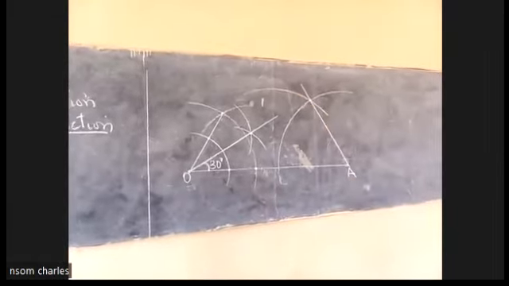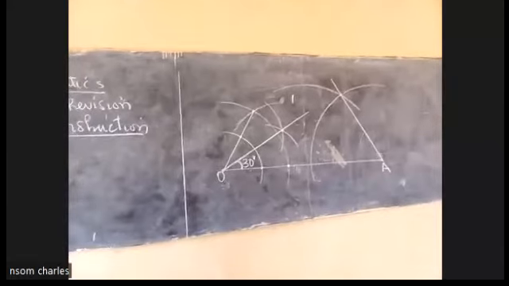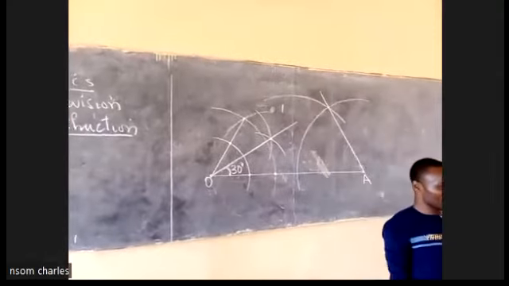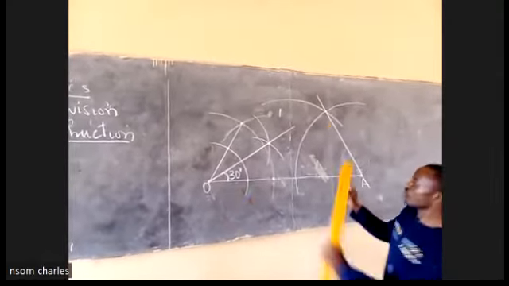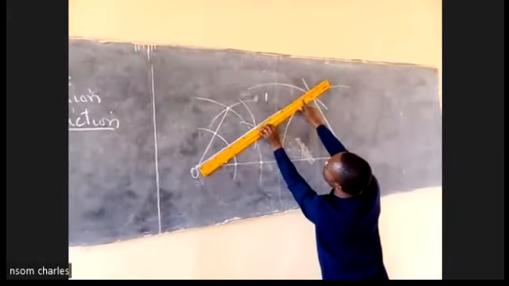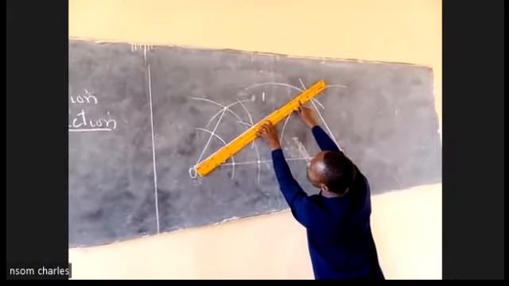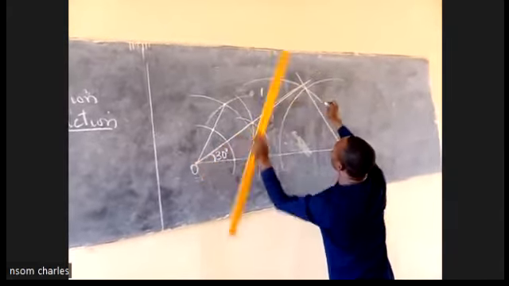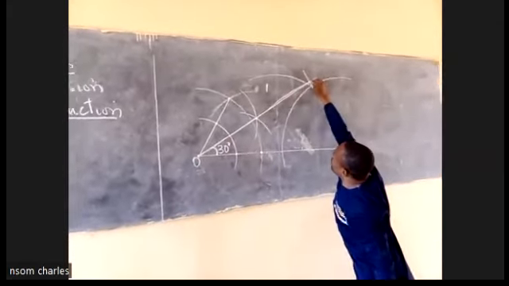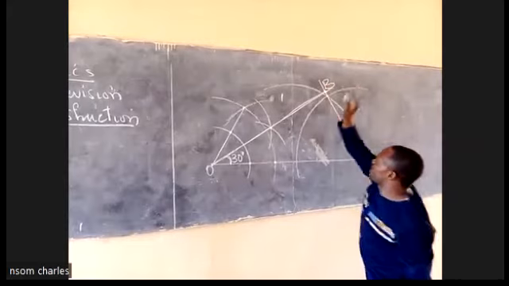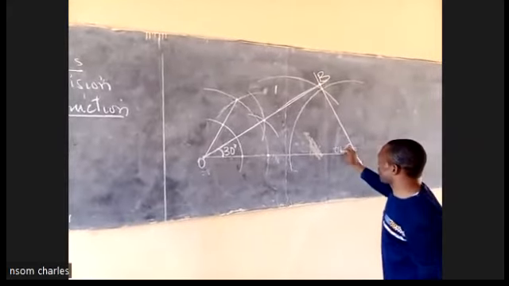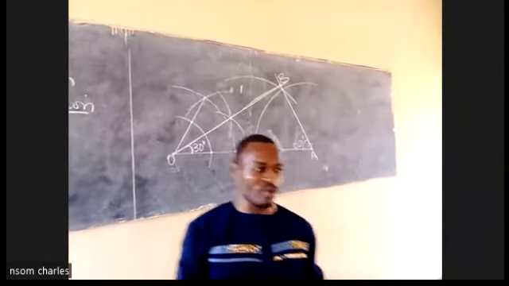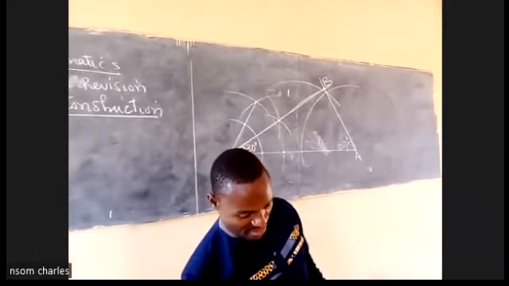Okay. In this construction, where will the point B be? The point B will be the intersection of this line and this line. Right? Good. So we extend this line. Where the two meet, this is now the point B. And this angle is 60 degrees. This angle is 30 degrees. That is what you were asked to do in that question.